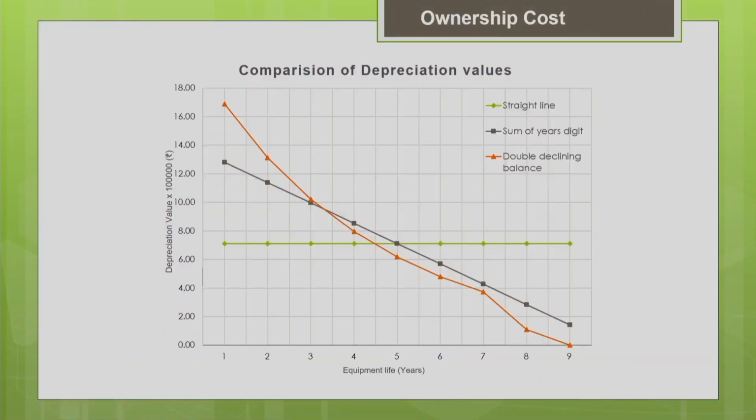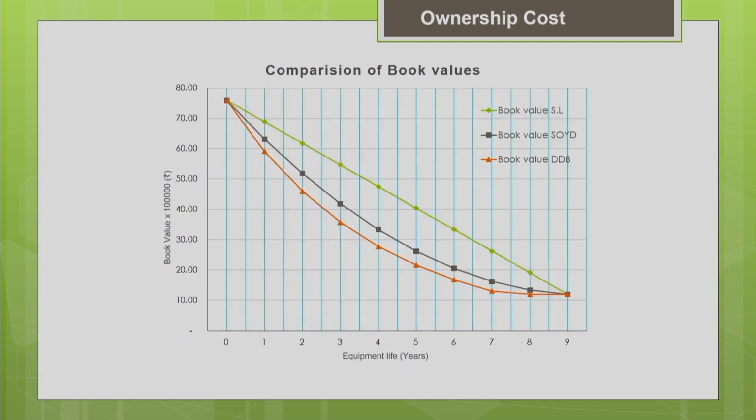Okay, this is just a graphical representation of the depreciation values estimated by 3 different methods. You can see the straight line method is always constant. The double declining method is giving you the accelerated depreciation, more depreciation in the early age of the life of the machine. In the same way, you can also compare the book value.